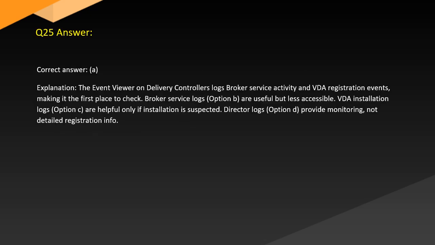Answer. Correct answer: A. Explanation: The Event Viewer on delivery controllers logs broker service activity in VDA registration events, making it the first place to check. Broker service logs, Option B, are useful but less accessible. VDA installation logs, Option C, are helpful only if installation is suspected. Director logs, Option D, provide monitoring, not detailed registration info.